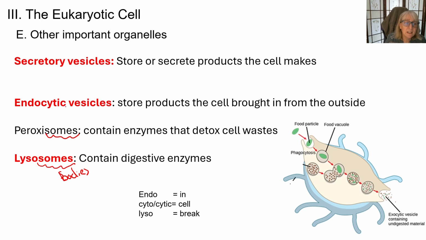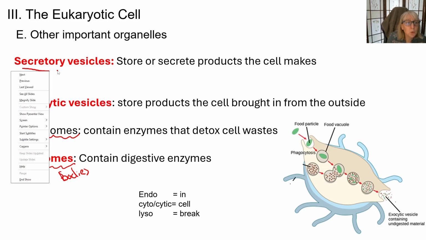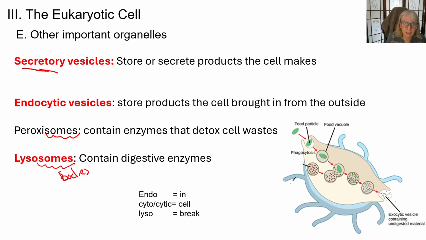Secretory and endocytic vesicles store products or secrete products that the cell is involved in. If they're secreting, it means it's coming out of the cell. They store or send out things that the cell is making. If this is a cell in your pancreas and it's making insulin, the secretory vesicles store insulin, and then when your body calls for and needs insulin, the vesicles push it out into the bloodstream, they release it, and that allows your blood levels of insulin to rise so you can maintain your blood sugar.